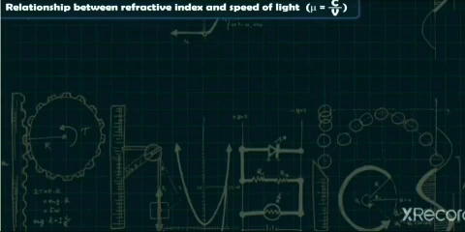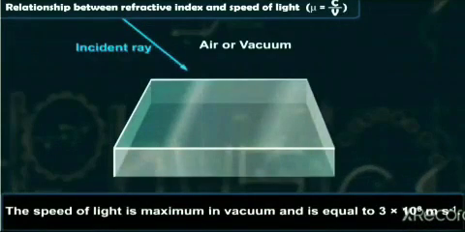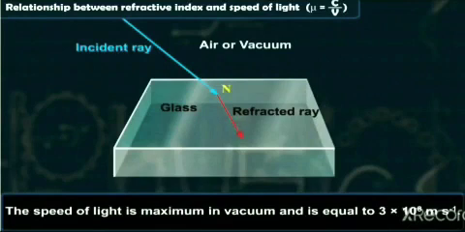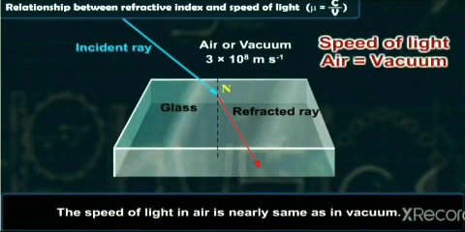Relationship between refractive index and speed of light. Mu is equal to c upon v. The speed of light is maximum in vacuum and is equal to 3 into 10 raised to 8 meters per second. The speed of light in air is nearly the same as in vacuum.